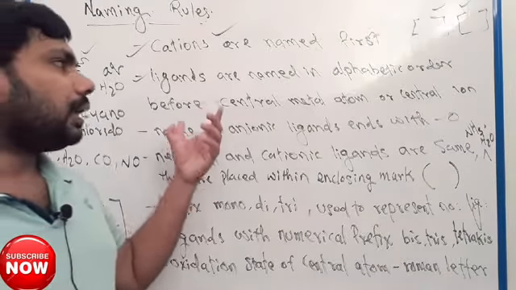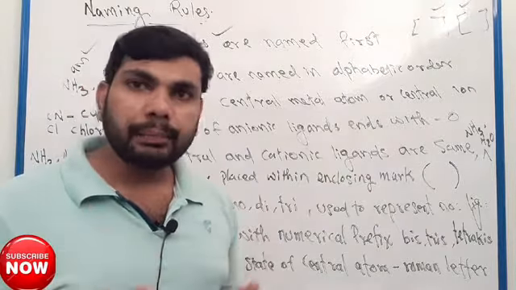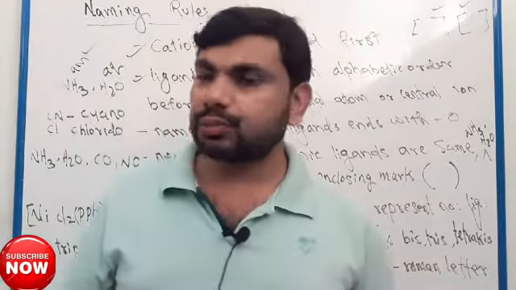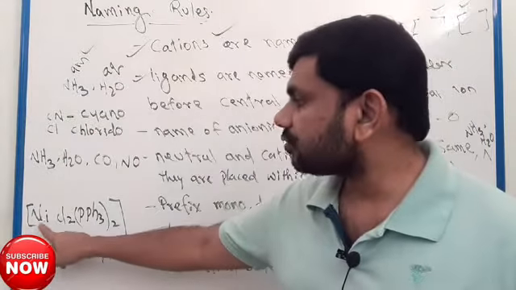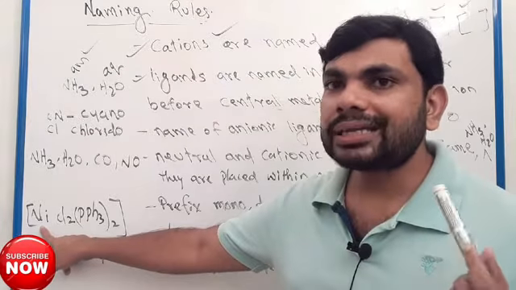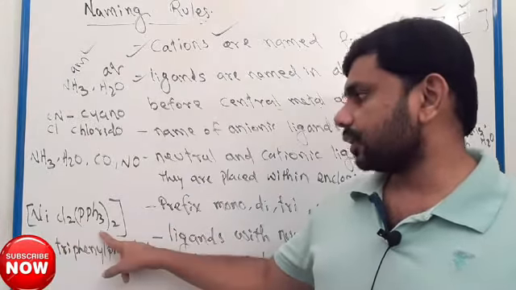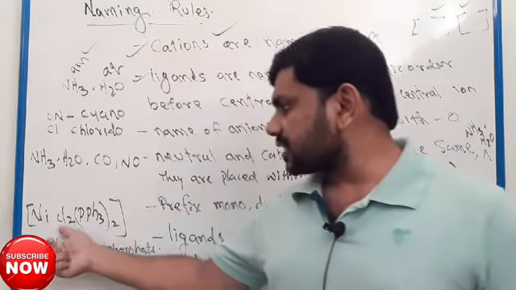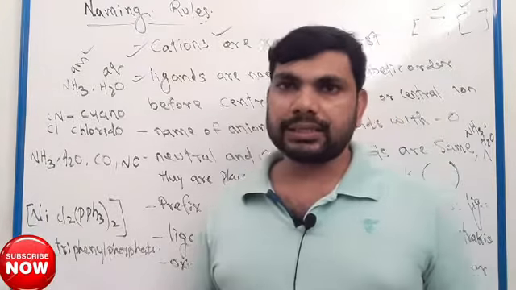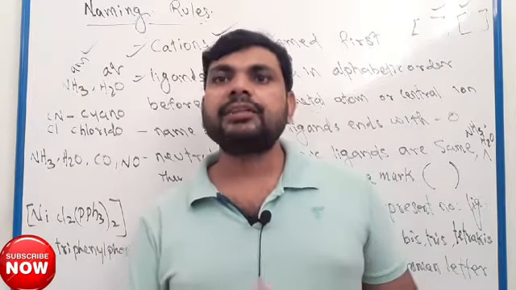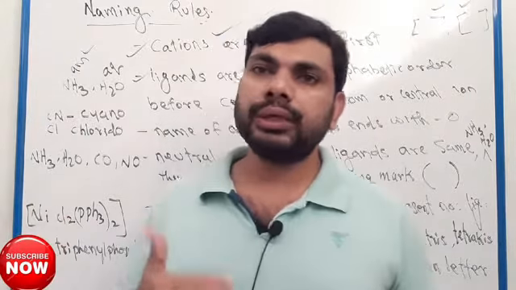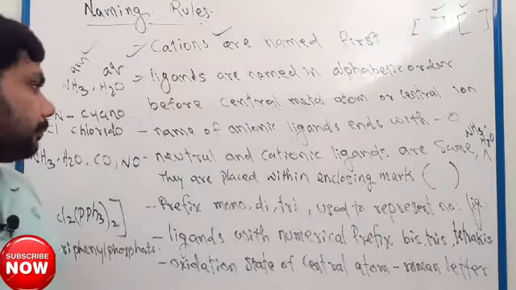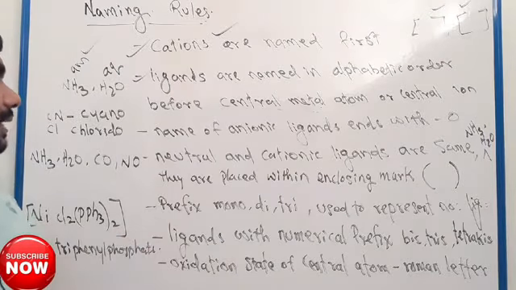Okay, also these ligands we have to name before the central metal atom. In the previous one, when you are writing formula, we write the central metal atom first, then ligands. From formula you have to write name, so first ligands, then central metal atom. First we have to name ligands, then we have to name the central metal atom or central metal ion. Clear? Okay, so this is the second one.